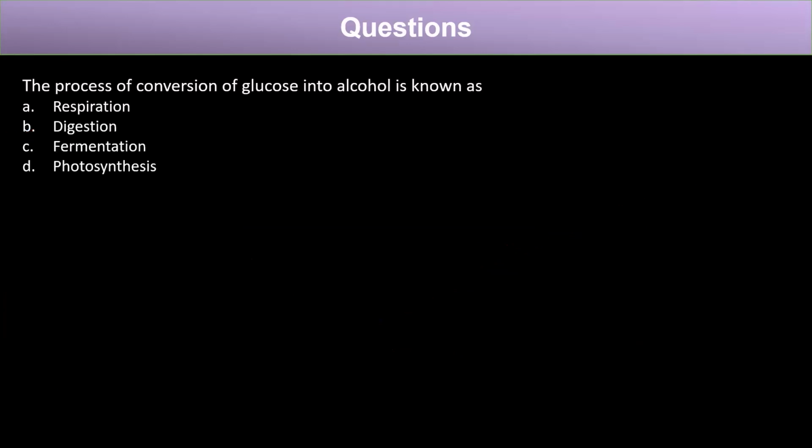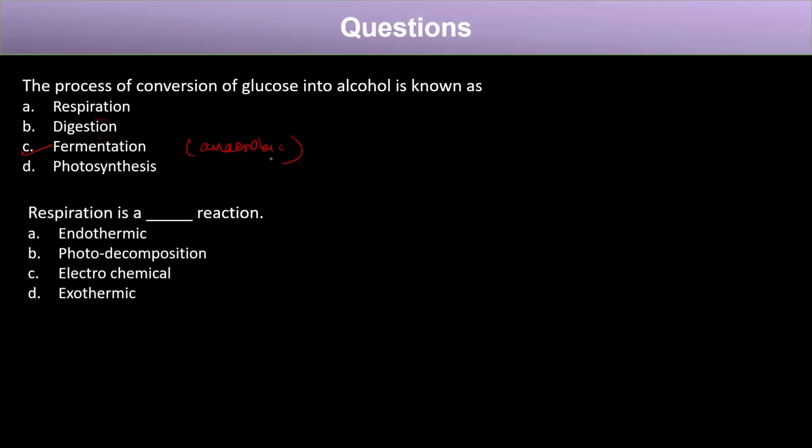Okay. So what is the next question? The process of conversion of glucose into alcohol is known as what? Respiration? No. Digestion? No. Fermentation. Okay. So this process is known as fermentation. When glucose gets converted into alcohol, it is a type of respiration, but the process is known as fermentation. And this is an anaerobic process.